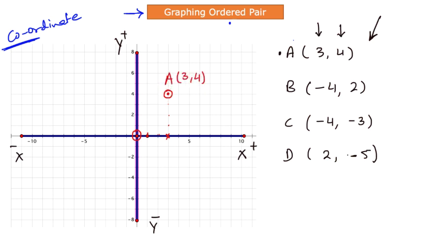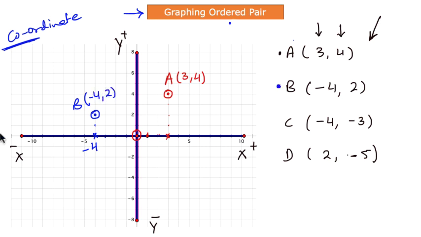All right, let's go with point B. Point B has -4 for x and +2 for y. So -4 going in the negative direction from 0 point is 1, 2, 3, 4, right? So this is -4 here. X is -4 and y is +2. That means we will go in the positive direction as 1 and 2, and this becomes my point, that is point B, and let me write the numbers here, -4 and 2.